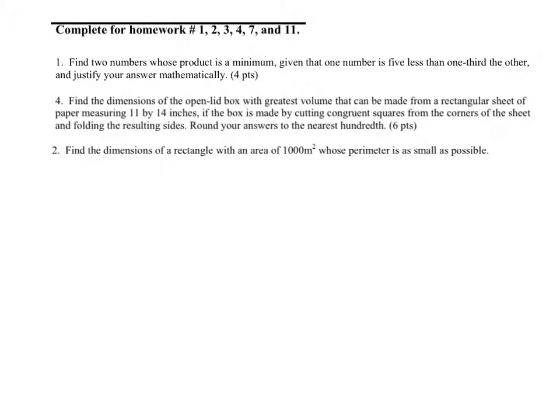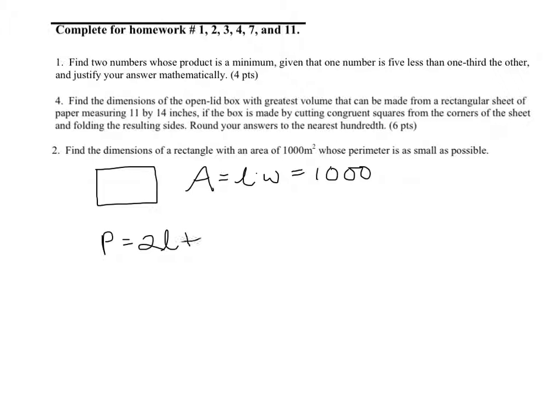Okay, let's jump right into number 2. Feel free to pause as you need to copy. Find the dimensions of a rectangle. The area, which is length times width, is going to be a fixed 1,000 meters squared. Okay? The perimeter of this rectangle, 2 lengths and 2 widths, that's going to be as small as possible.